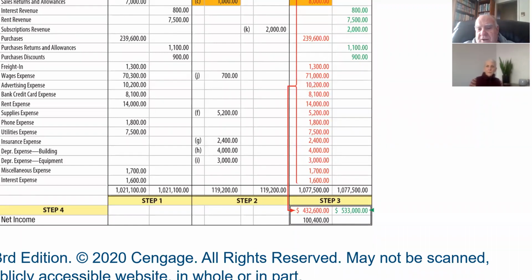We're going to do in step 4, we're going to do the same thing for the balance sheet. We're going to be also off by 100,400 and bring that over. If you like, I can give you a better presentation on that with a look at the full worksheet.